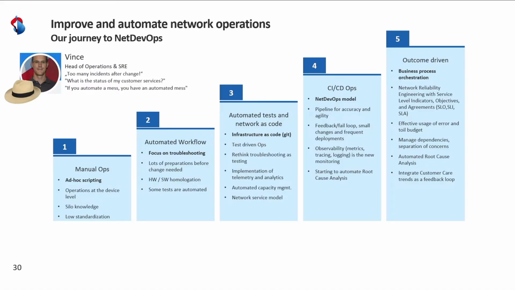Finally, and that's Vince's dream, is the outcome-driven operations. So driven by business process orchestration, where he, as head of service reliability engineering, can say, yes, my network has been engineered to that level. We have these objectives, and we can actually make use of our error budget. We haven't failed this month yet. Okay, maybe we can be a bit looser on the next change.